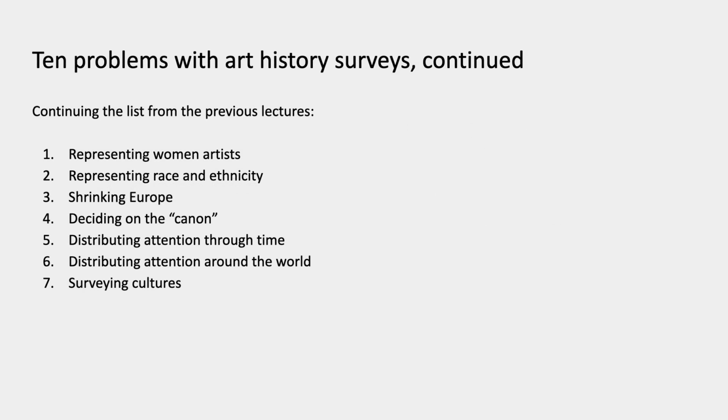So just to review the previous lectures, 2 lectures ago the topic was the lecture on the first 2 topics, representing women artists and representing race and ethnicity. The previous lecture was about provincializing or shrinking Europe and deciding on the canon. And then there are these 3 topics for this lecture.